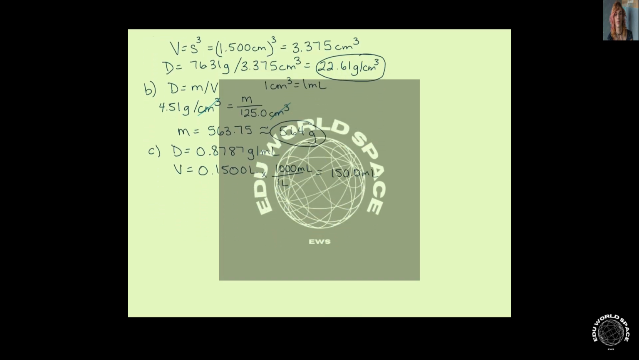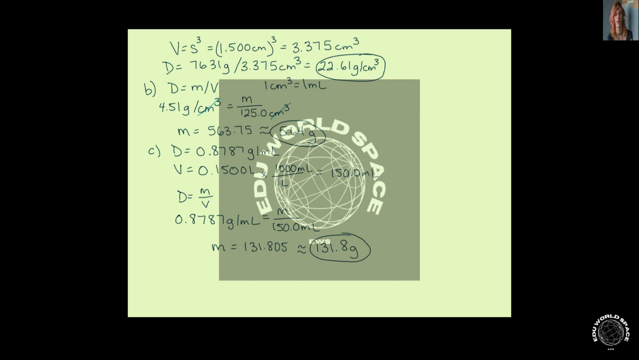So now when we are substituting into our density formula, density equals mass over volume. So we're going to put our density, 0.8787 grams per milliliter, and our mass over the 150 milliliters. Again, we're going to cross multiply, and that gives us 131.805, or if we're rounding for significant digits, I want 4 significant digits, 131.8 grams.